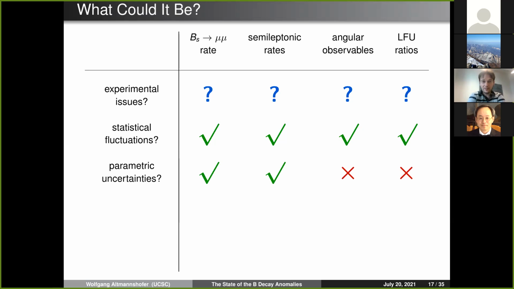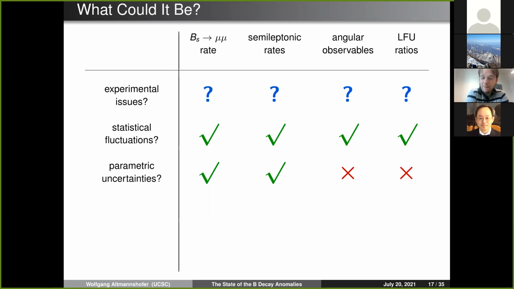Parametric uncertainties, if you look at the meson estimate plus or minus rate and then the semi-leptonic rate, so these branching ratios, yes, they could definitely be behind that. With parametric uncertainties, what I mean here are things like CKM input parameters, for example, or overall normalizations of form factors or decay constants. Those things are relevant in those total rates or total branching ratios.